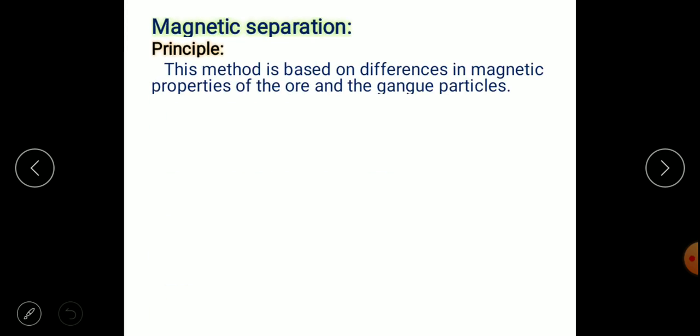Next is magnetic separation, the second method. This method is based on the differences in magnetic properties of the ore and the gangue particles. As I have told, we are using a magnetic property here because it is a magnetic separation.